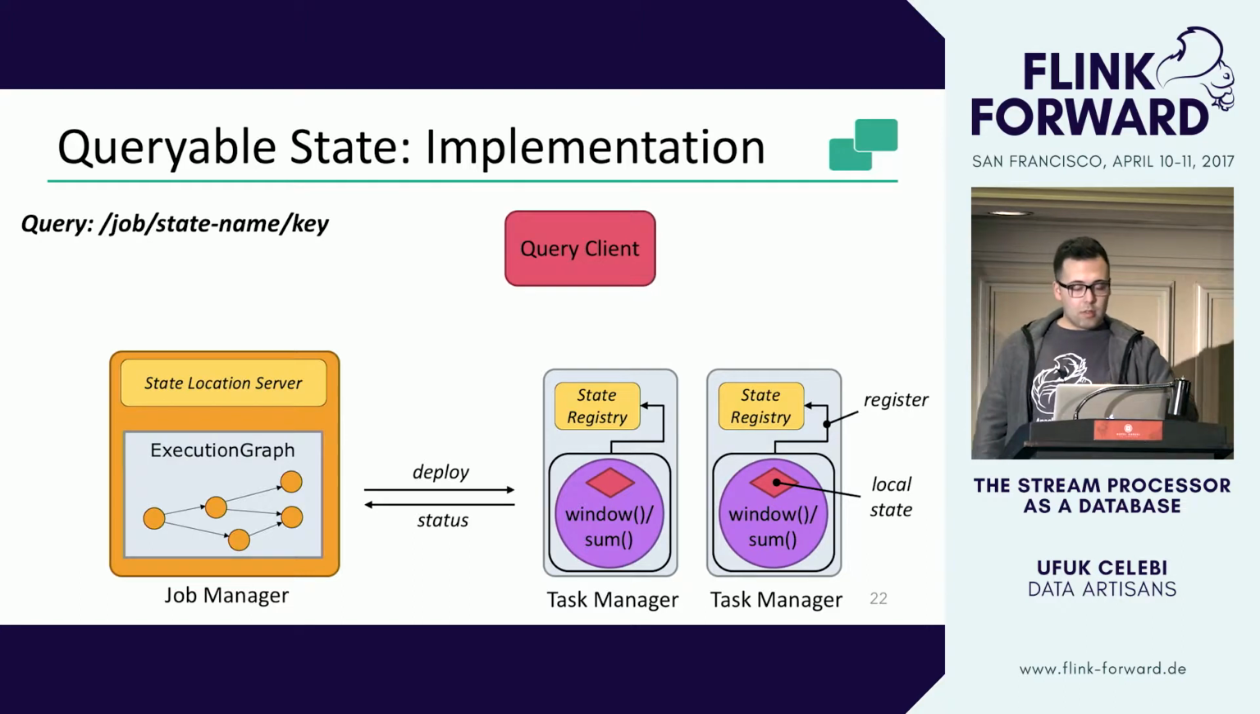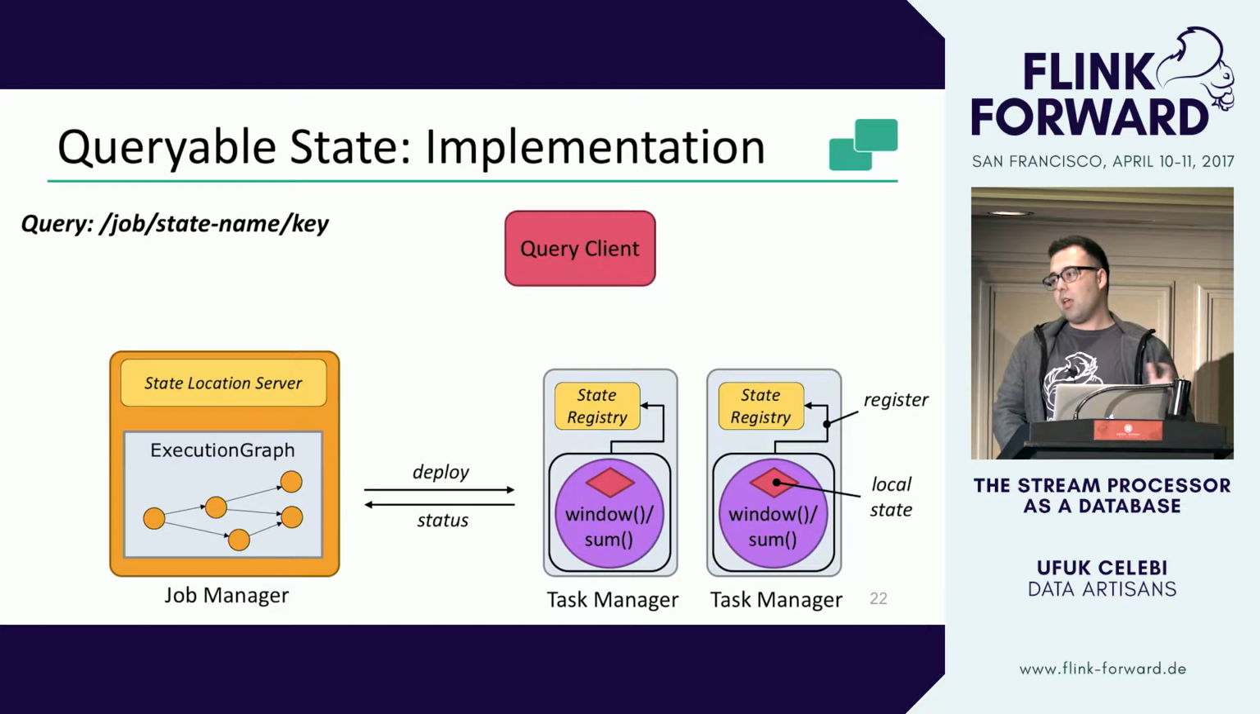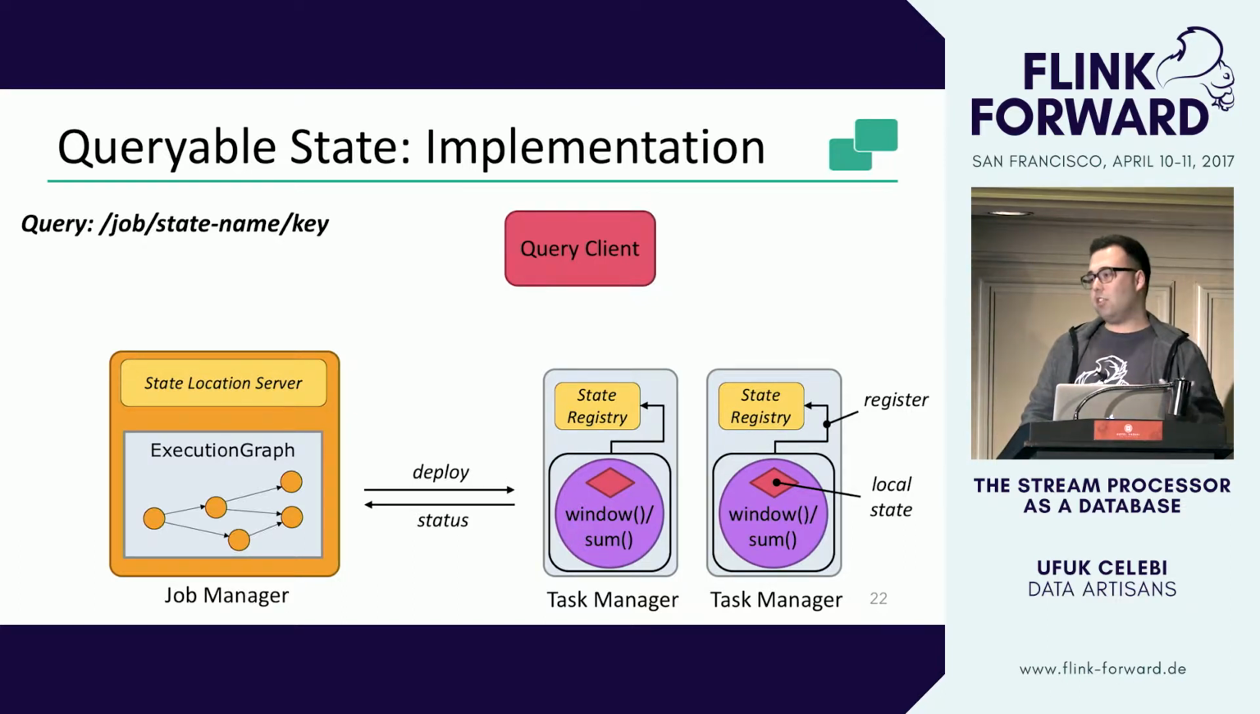Taking a bird's eye view on Flink, you have these two components Till already talked about in the previous session: the job manager and the task managers. The task managers actually hold the state instances, and when you deploy your job, the job will be deployed to the task managers. What we need to do to access the state is just report the state to the job manager, and add a query component that I will show in a minute. This query component has two main jobs: figure out where my state is, and actually query it.